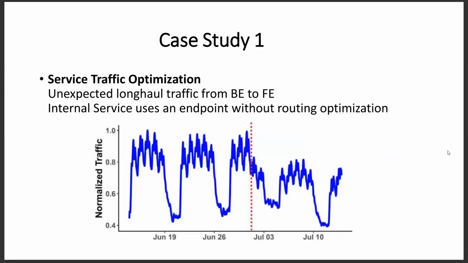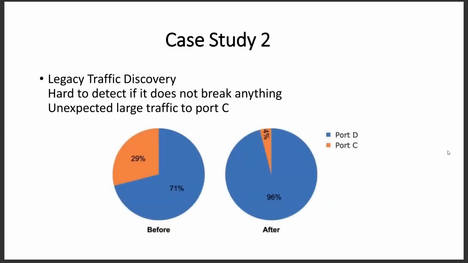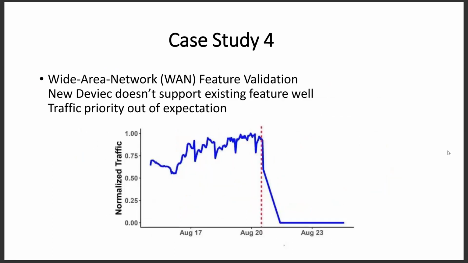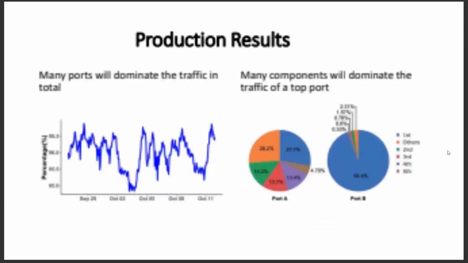And here we have studied a lot of case studies. In these case studies, we can see how we use NetPanel to refine the WAN traffic for EXO. And these 4 cases where we use NetPanel are: the first one is service traffic optimization, the second one is legacy traffic discovery, the third one is anomaly traffic burst detection, and the fourth one is WAN feature validation. So let's discuss one after one.